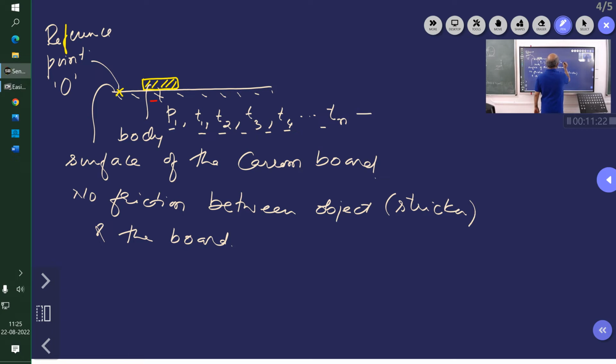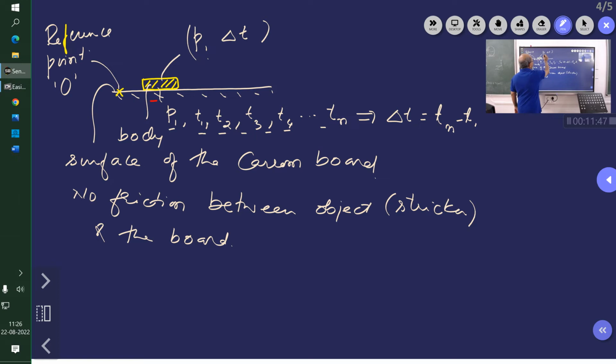What is the time under consideration for us here? That is the time interval. You remember, we are going to use the concept of time interval, delta t. What is delta t? It is Tn minus T1. Now what I am trying to tell you is that this object is in the same position P1 during the time interval delta t. I repeat, it is in the same position P1 during the time interval delta t.